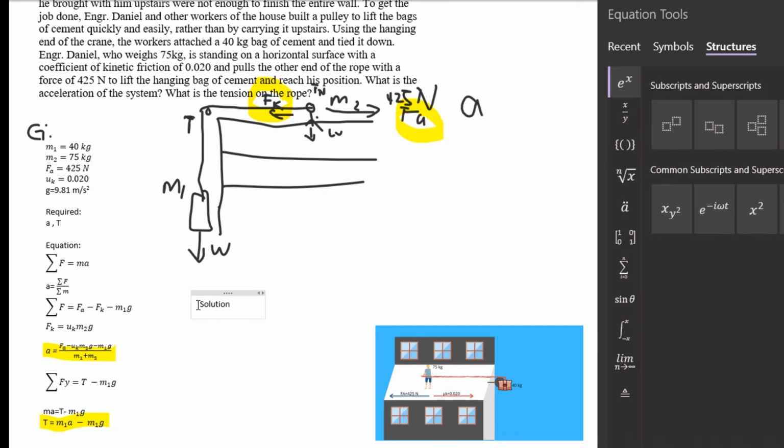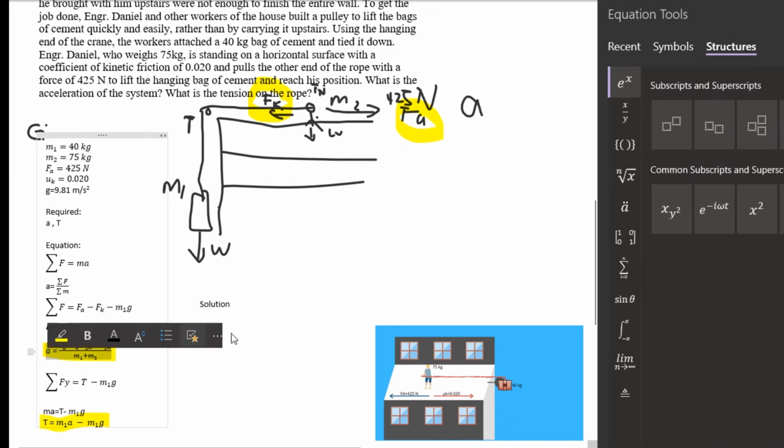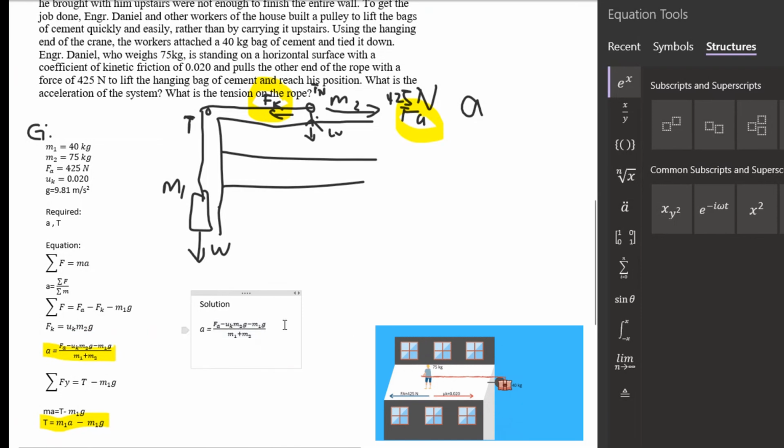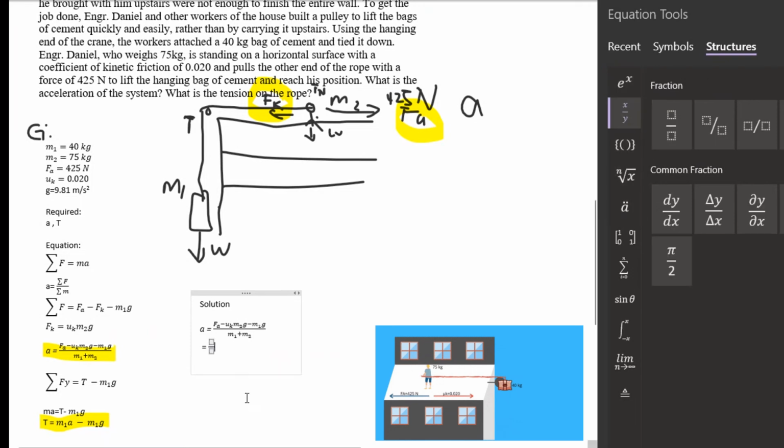Here, if we're going to solve, let's copy the formula here. Let me copy this one so you can follow me. So let's try to substitute all the givens we have in this formula. We have 425 newtons, which can also be derived as 425 kilograms meter per second squared.